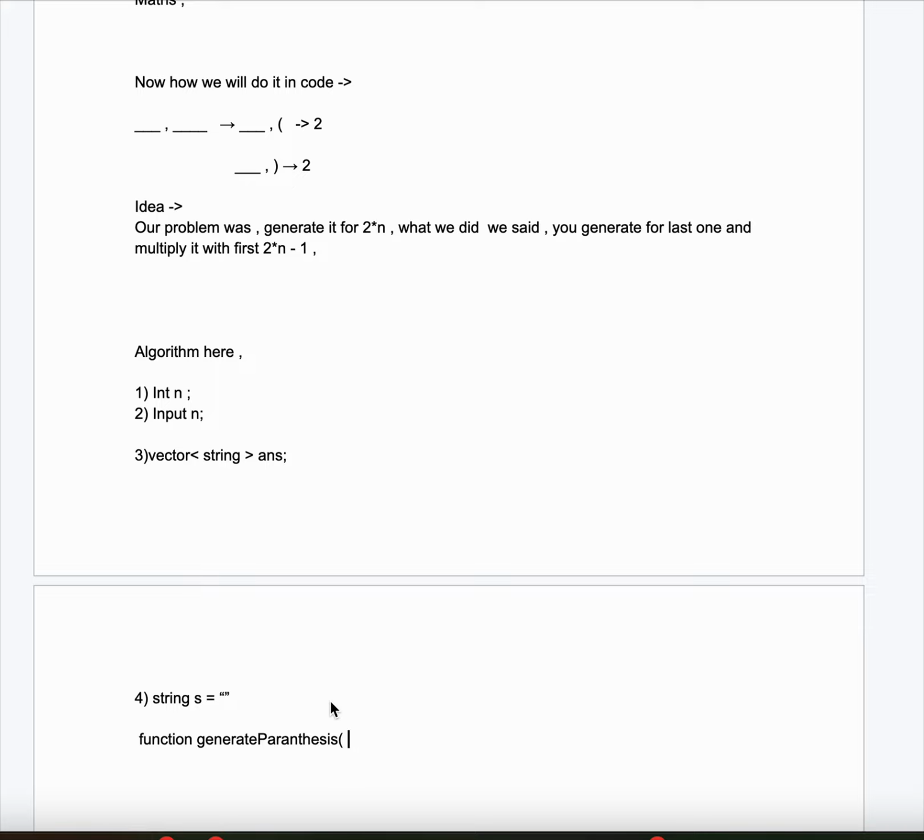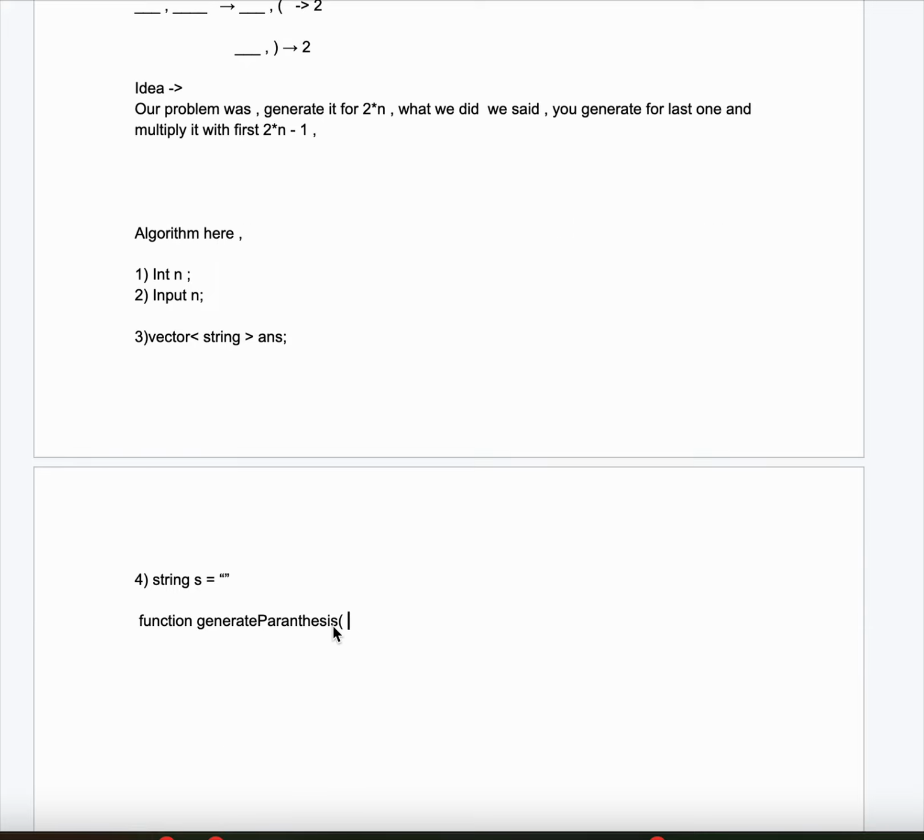Now we will pass this. This is our function generate parenthesis. We have a main function here, we can skip this. We will focus on the generate parenthesis function. It has a string, which we have passed here, and we don't need to write data types in the algorithm. And we have n. So this is our current answer, and this will help us deduce our base case.